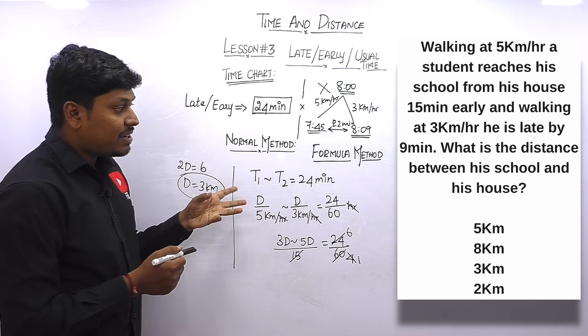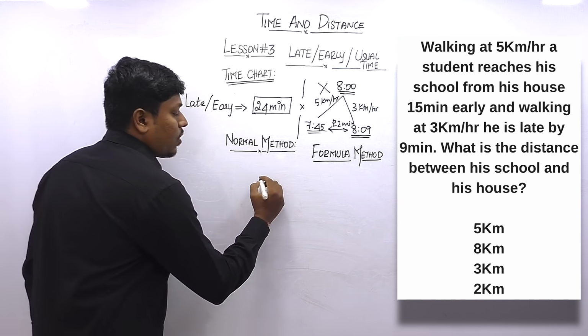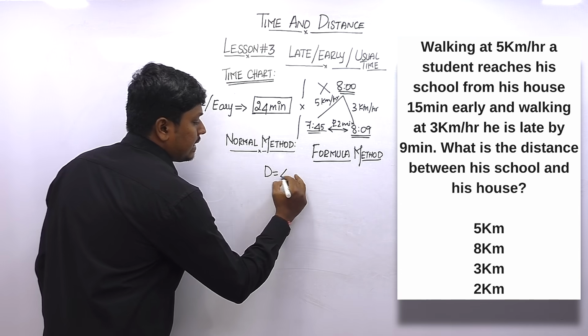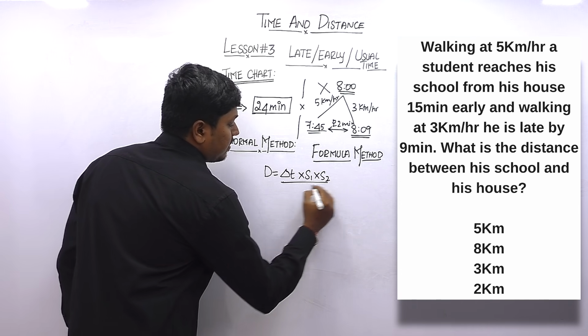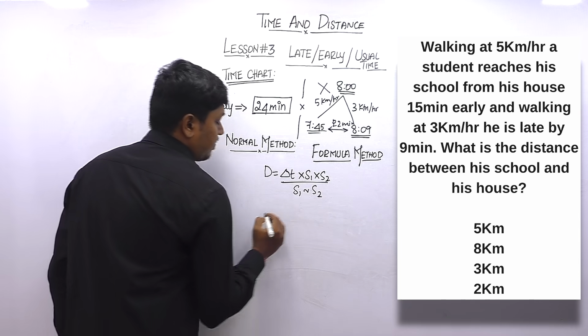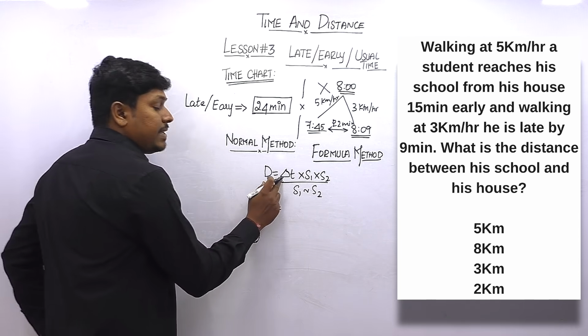Let me solve this question by the formula method also. Next is the formula method, and you know the formula: d is equal to del t into speed 1 into speed 2, divided by speed 1 minus speed 2. So d is equal to del t, the time difference.